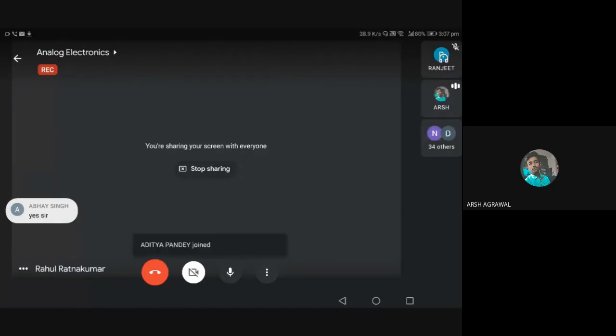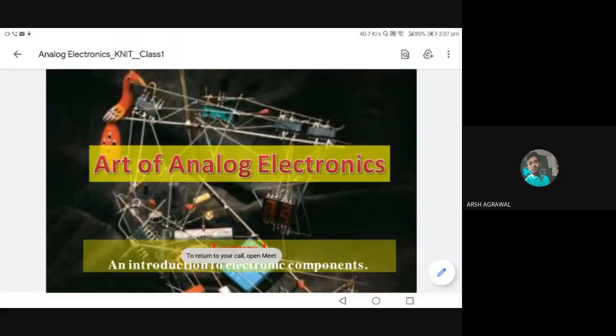Fine. So we'll start. Today we'll be covering a bit of introduction, and we'll be going through the course and the important topics we're going to cover. So today is, we can say, an introduction to components.